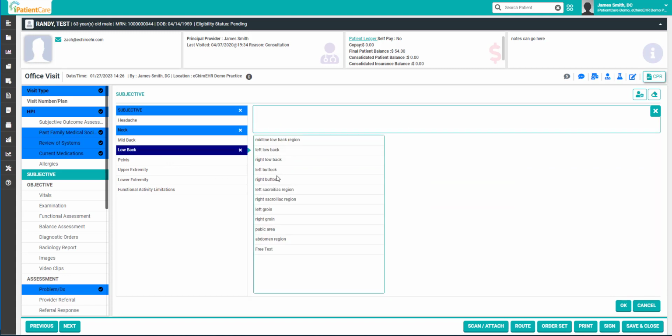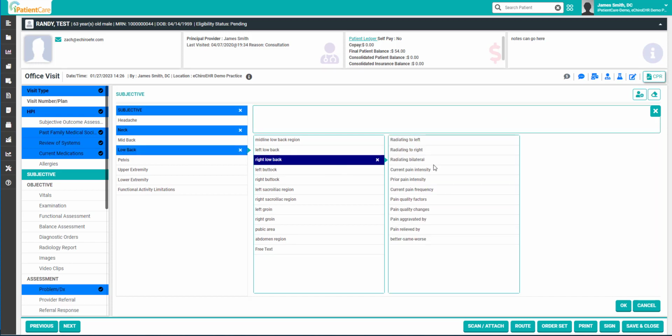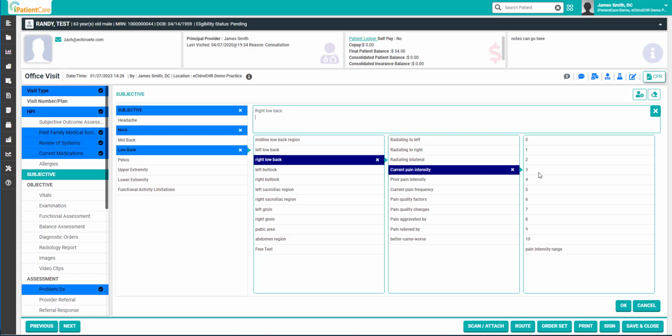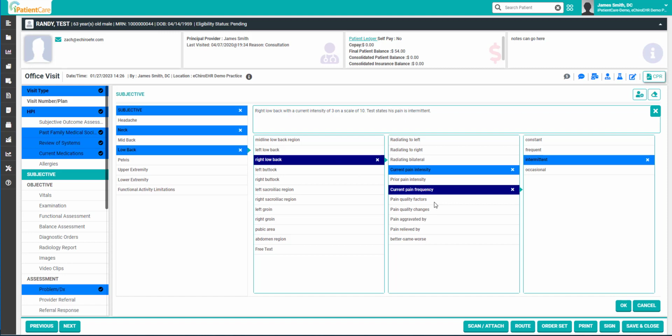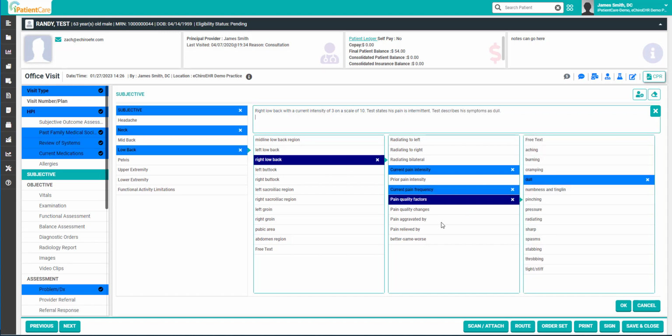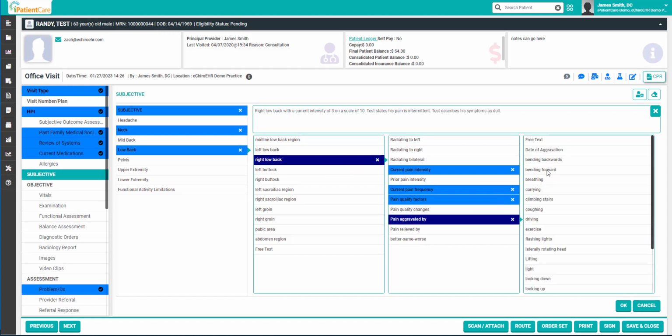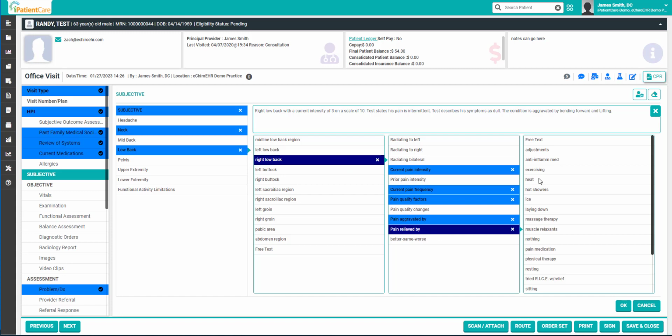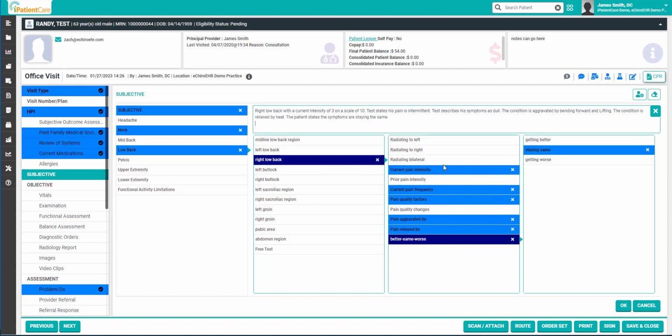And let's say that it's low back, and it happens to be the right side of the low back. There's no radiation, but we have a current intensity of 3, current pain frequency of intermittent. The quality of pain is dull, aggravated by bending forward, and also lifting. And then what is the pain relieved by? We'll say heat, and this is staying the same. And so there we have our chief complaints of neck and low back pain documented.